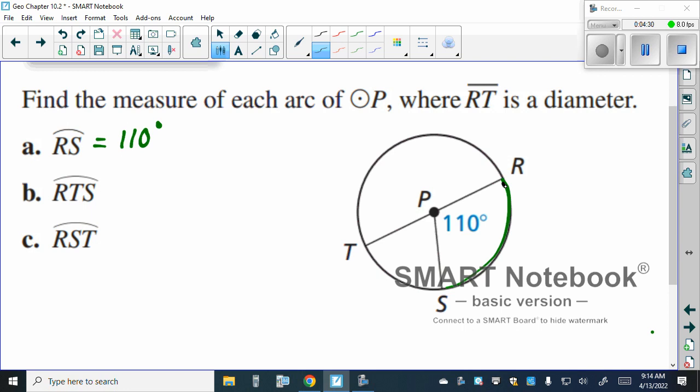The next one is arc RTS. So we're starting at R, going through T, and getting to S. How did we get to 250? Because we know that RS is 110, and RTS is the other side, so we can take 360 and subtract 110 from it, which gives us 250 degrees.